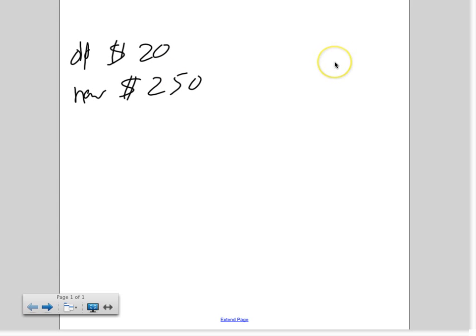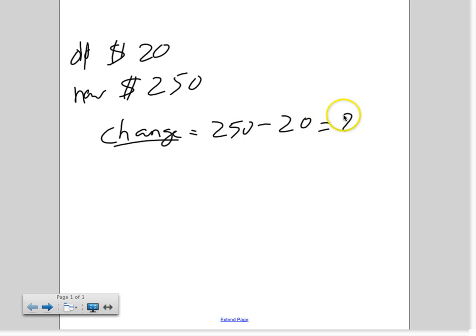What kind of change are we experiencing here? How do we find that change again? Increase. I make profit, that's all. But how much is it? How do I find a change again? Subtract. What subtract what? New minus old, so 250 minus 20, which becomes 230. And it's positive, so I know it's an increase. Is that true?